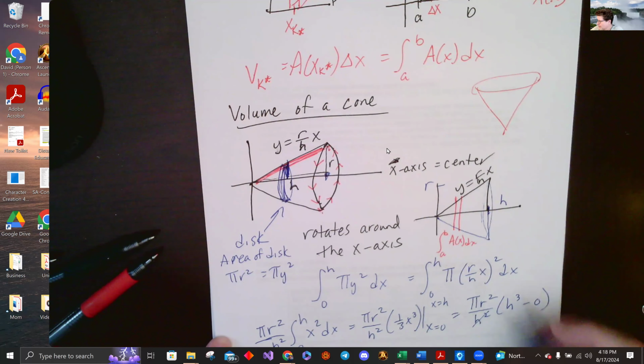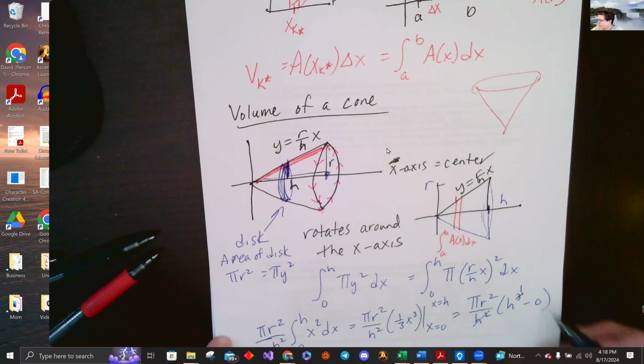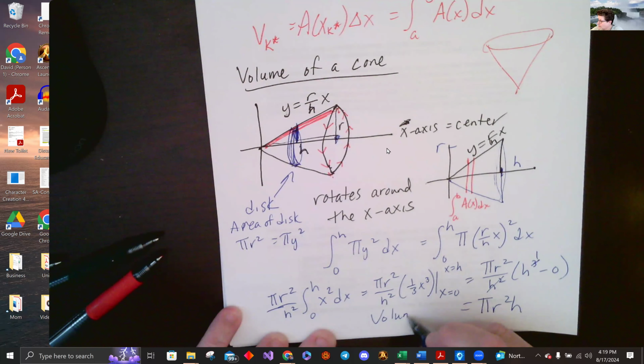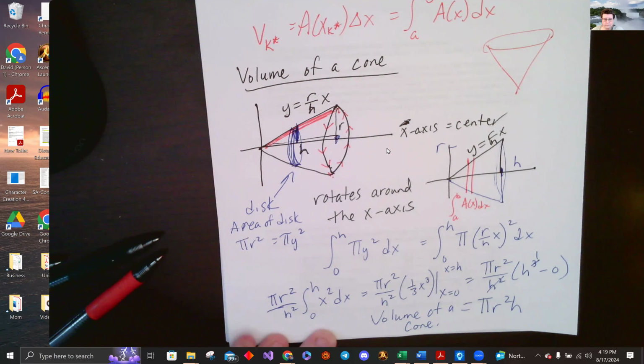These two cancel out two of those. We're just left with a 1. And we're left with pi r squared h as the volume of a cone. Okay.